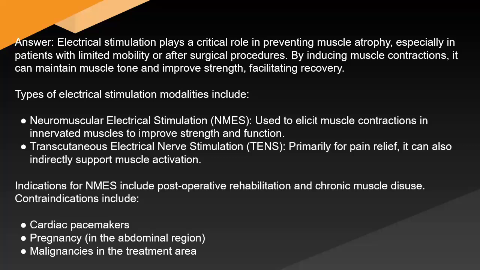Types of electrical stimulation modalities include neuromuscular electrical stimulation (NMES), used to elicit muscle contractions in innervated muscles to improve strength and function. Transcutaneous electrical nerve stimulation (TENS), primarily for pain relief. It can also indirectly support muscle activation. Indications for NMES include postoperative rehabilitation and chronic muscle disuse. Contraindications include cardiac pacemakers, pregnancy in the abdominal region, malignancies in the treatment area.